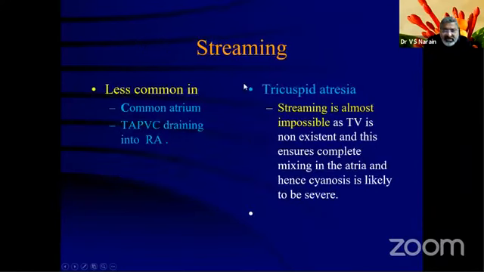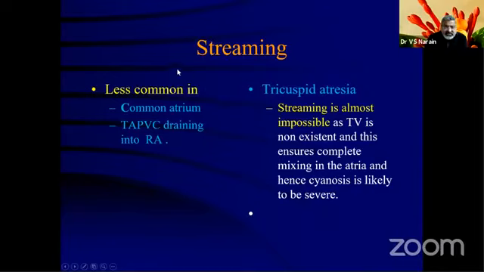Now, as far as streaming is concerned, there are certain situations where streaming will be impossible. Anatomically, you know that once you have a tricuspid atresia, where all the blood is mixing in the right atrium, and goes from the right atrium to the left atrium, you cannot have any preferential streaming. So streaming is impossible in a tricuspid atresia situation. So you can have no streaming here. And of course, when you have a common atrium or a TAPVC draining into the RA, which we have already said, streaming is less common.